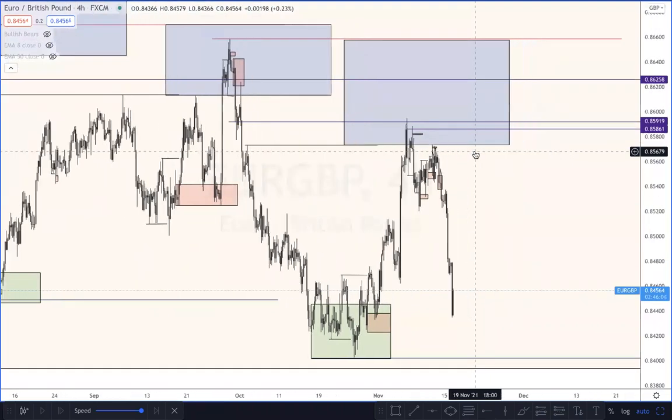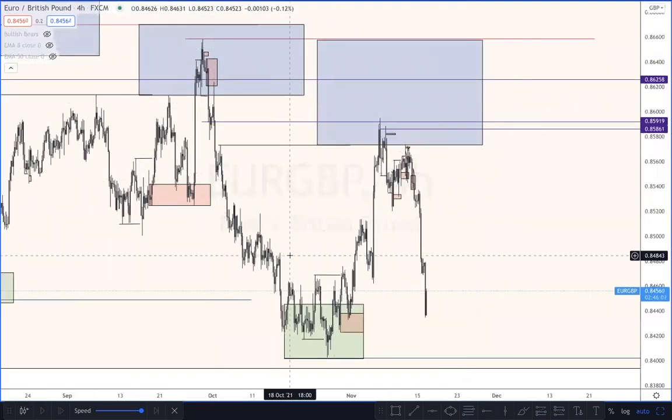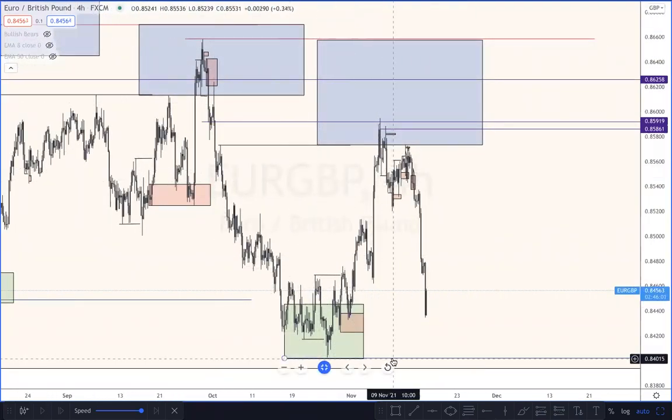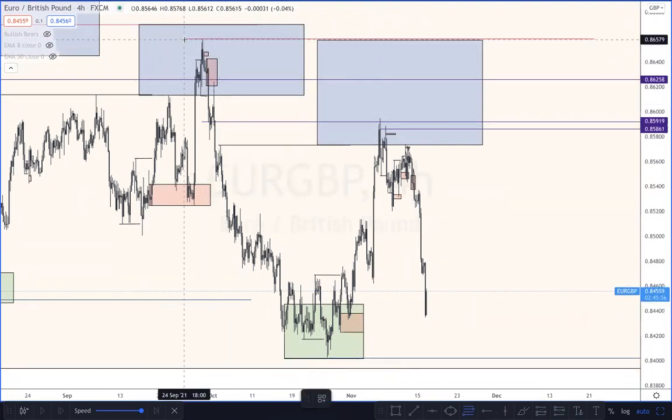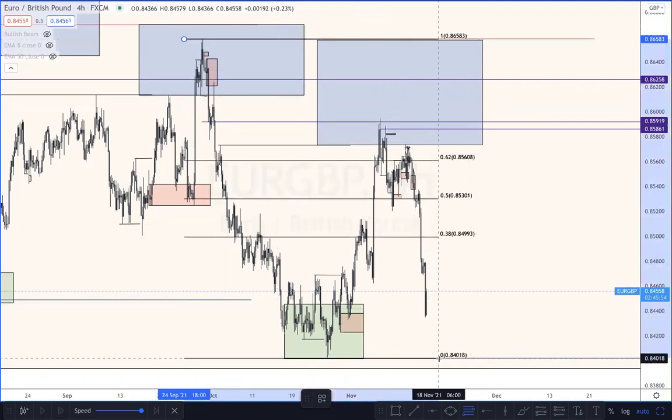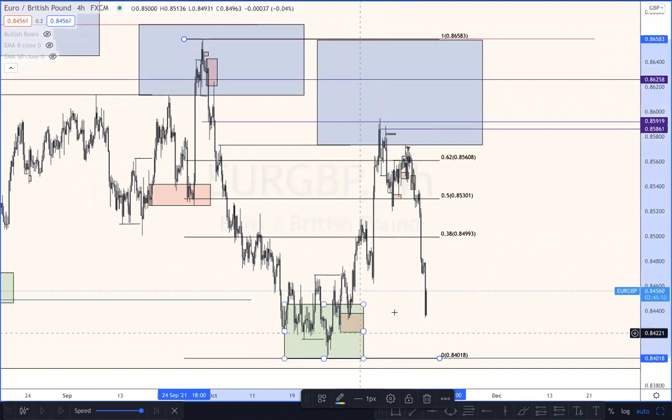I told you the blue is your low, the red is your high. If I pull my fib from here to here, you don't sell anywhere below the 50%. Above the 50%, if you get a structure that gives you a sell structure, you are good to sell it.